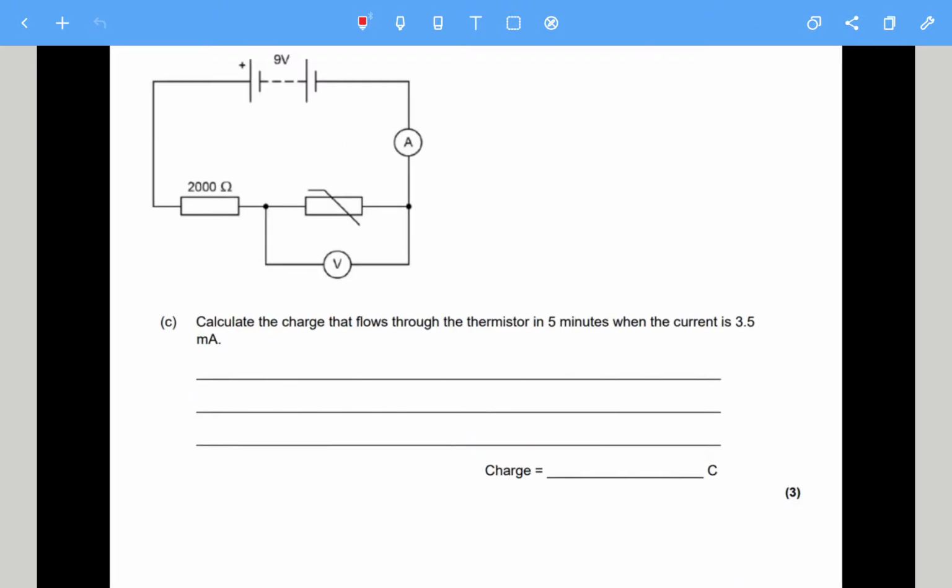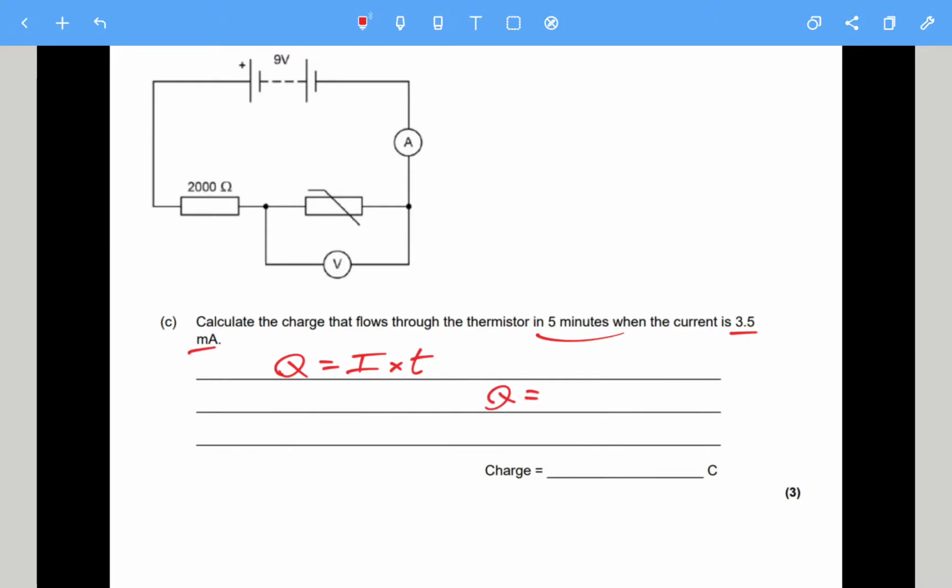So if you want to pause and have a go at this one. This one's relatively straightforward. We want charge, and we've got current, 3.5 milliamps, and we've got the time of 5 minutes. So the equation we need to use is Q equals IT, which is charge is current times time. Then we just need to put our numbers in.